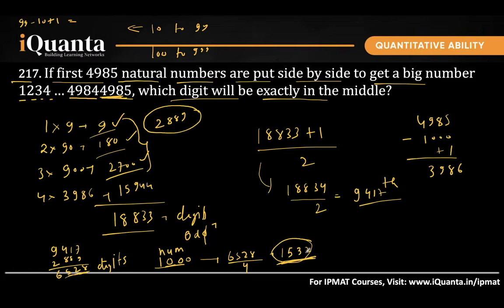So what will be the 1632th number starting with 1000? This will be 2631, okay? 2631 is going to be that 1632th number. So we have to reach the 1632th number from 1000. So that is 2631. Its last digit 1 will be the one exactly in the middle. So this is what we have to do here.